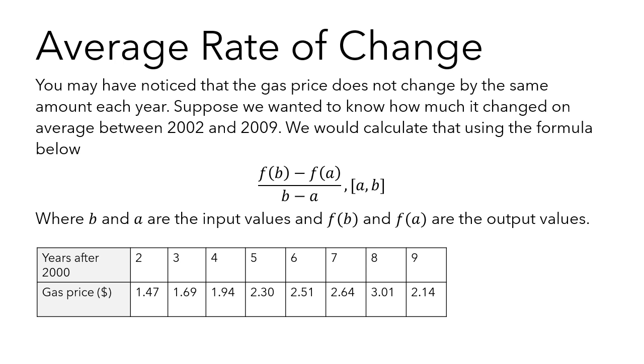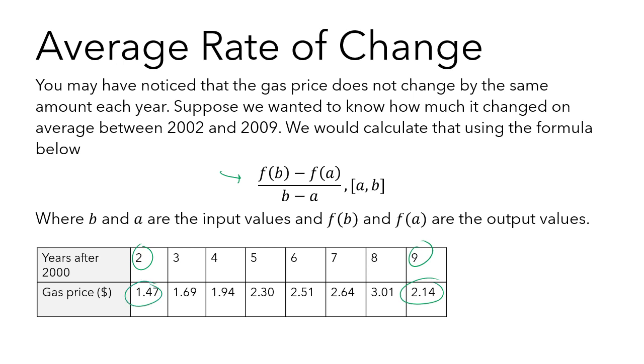So suppose we want to know how much it changed on average between 2002 and 2009. We would calculate that using the following formula. This is known as the average rate of change formula. So f of b minus f of a over b minus a, where a to b is an interval, f of b is an output, f of a is an output, and b and a are input values. So we're interested in the year 2002 and the year 2009 and these output values.